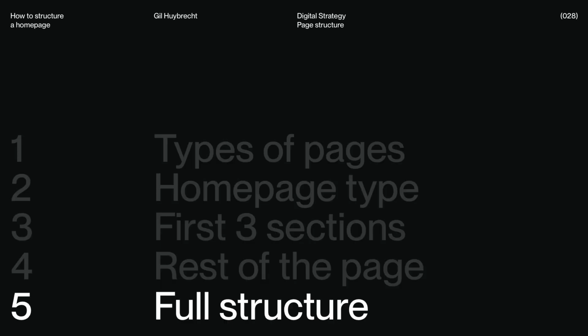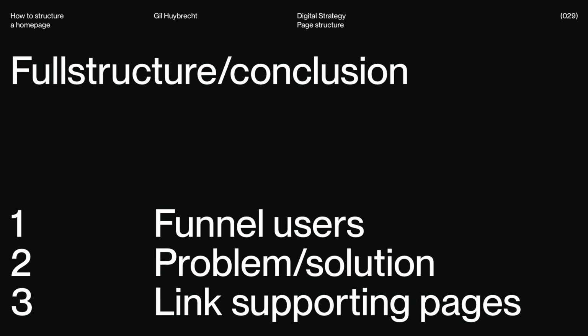Now that we went over the two parts that make up the full structure of the homepage, let's do a conclusion and then look at how I applied this to the Kusto website. So in our conclusion, we can see what we would try to do in the first three sections is funnel the users over towards a conversion page. We do this by mainly talking about the problem and the solution, and the rest of the page we link towards the supporting pages.